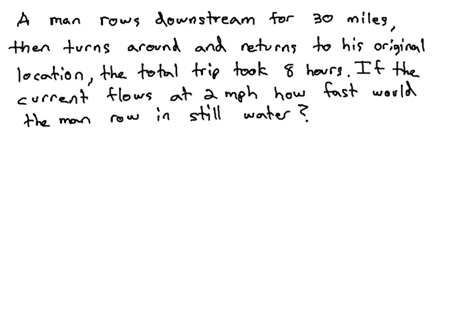In this video, we're going to consider a man rowing downstream for 30 miles. He turns around and returns to his original location. Total trip takes 8 hours, and if the current flows 2 miles per hour, we want to know how fast is this man going to row in still water.